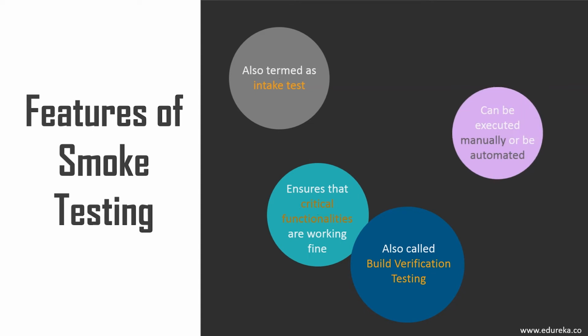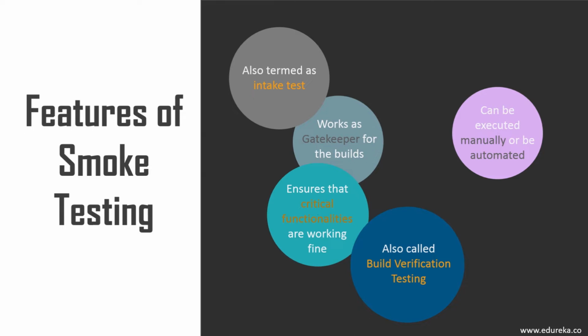Smoke testing can be done manually or it can be automated. Usually the testing team begins manually and then later on they automate the entire process. It also works as a gatekeeper to accept or reject the build based on its stability to undergo further rigorous and in-depth testing activities. So you can say it's called build verification test or build acceptance testing. It ensures critical functionalities are working fine. It can be referred to as intake test because it decides on the next level of testing. It's often referred to as gatekeeper as well.